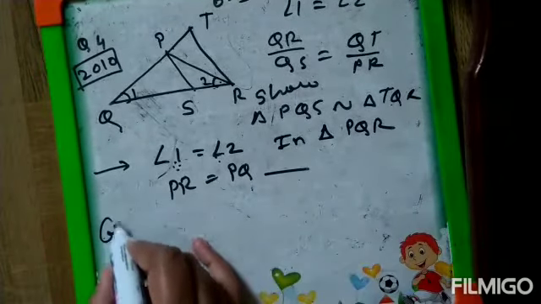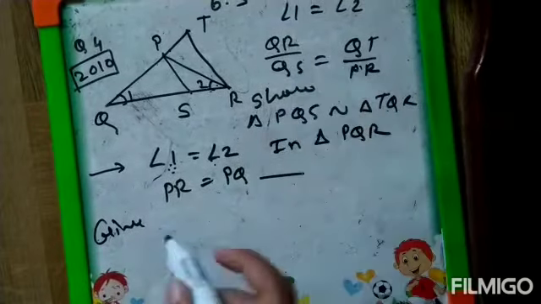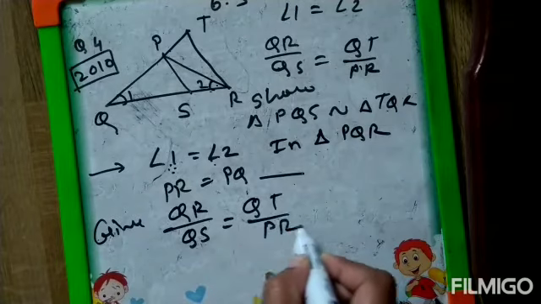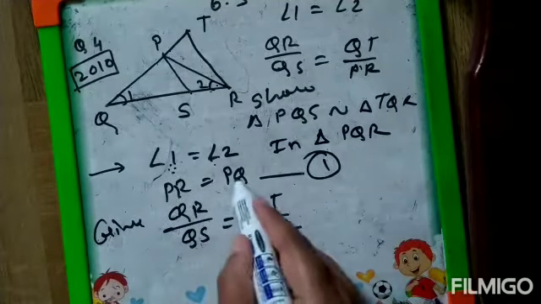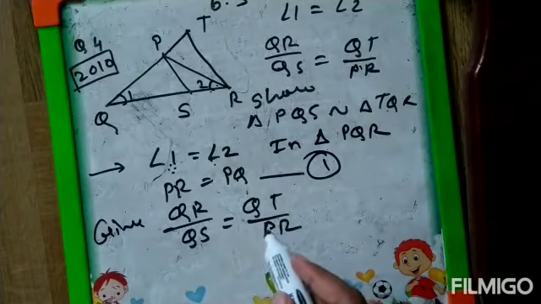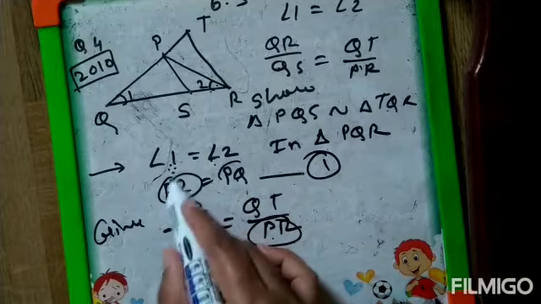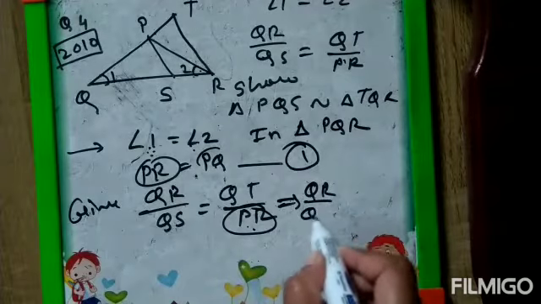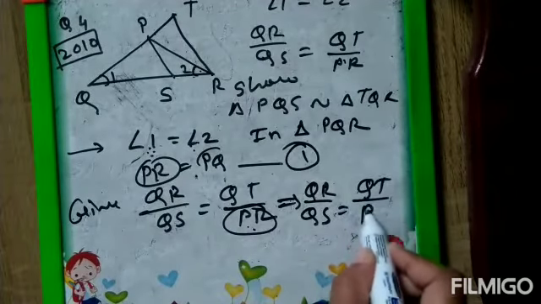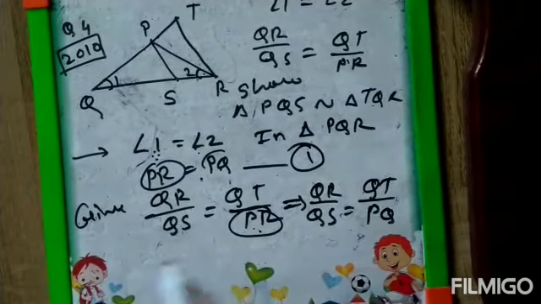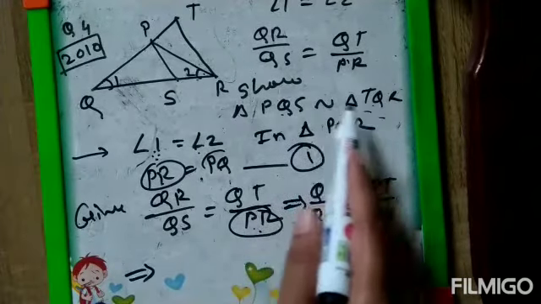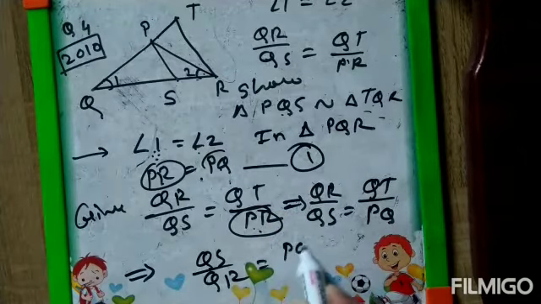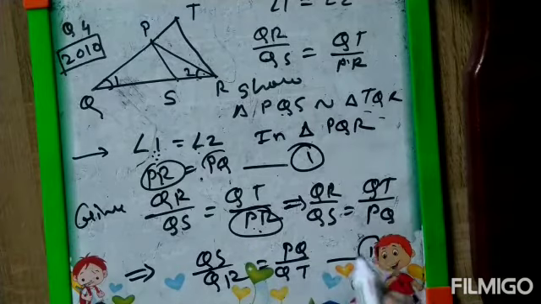Now write down the given proportion: QR upon QS is equal to QT upon PR. This is equation number 1. Since PR is equal to PQ, we can replace PR by PQ, which implies that QR upon QS is equal to QT upon PQ. Taking the reciprocal, QS upon QR is equal to PQ upon QT. This is equation number 2.